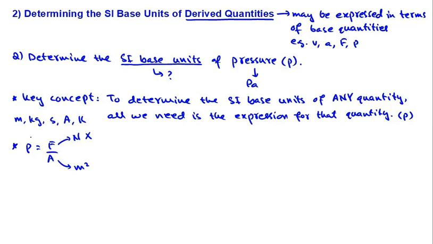So now, to be able to determine the SI base units of pressure, we have to determine the SI base units of force first. Now look, the key concept says to determine the SI base units of any quantity, all we need is the expression for that quantity. So to determine the SI base units of force, all we need is the expression for force. Students, we know that F is equal to ma, where m is mass and a is acceleration. Let's now replace F by its expression ma to obtain a new expression for pressure.